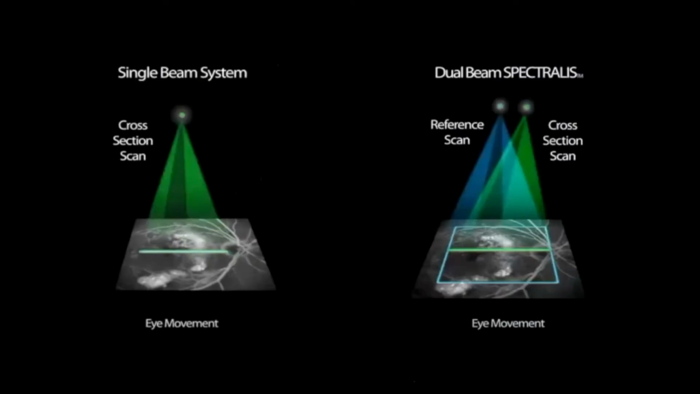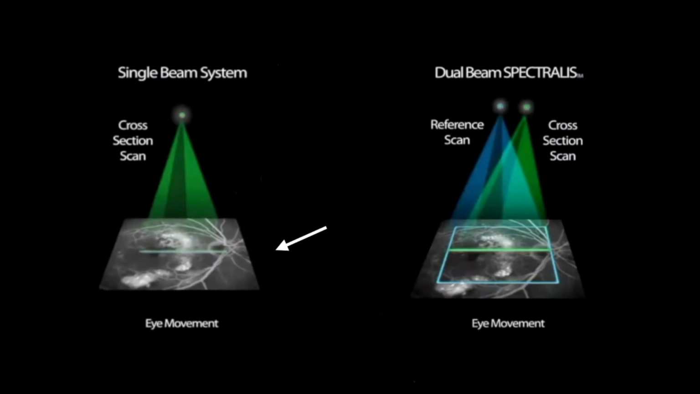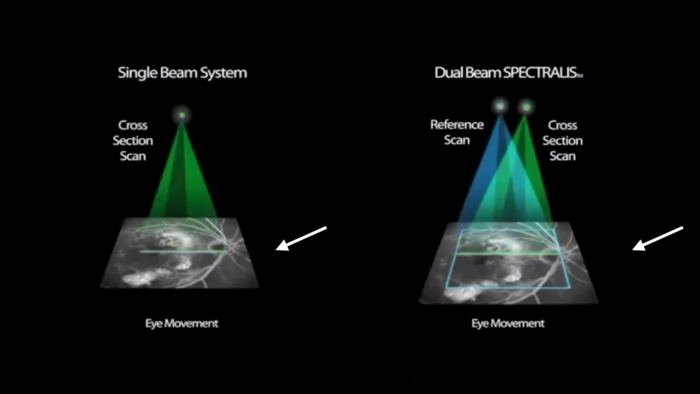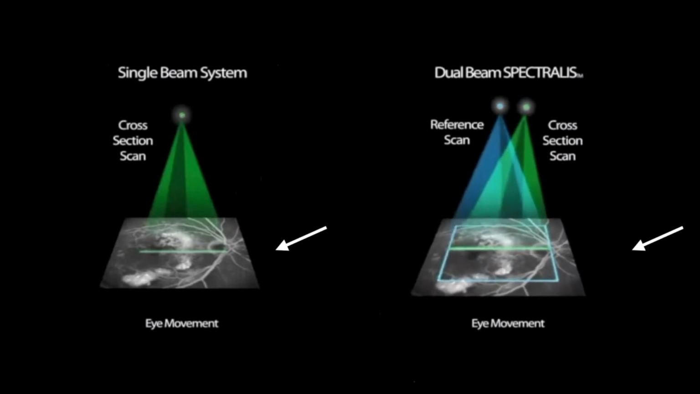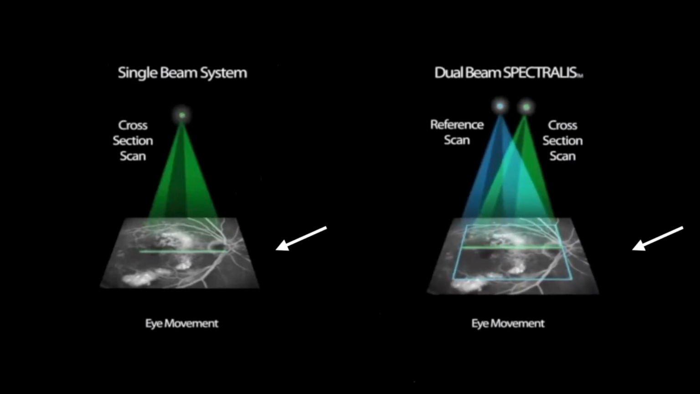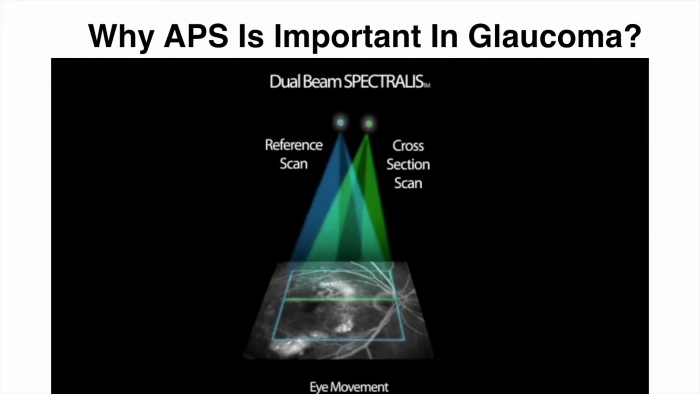This video shows the single beam system on the left side. The scan done with a single beam does not compensate for eye movement, whereas on the right side video with the dual beam Spectralis, the eye movements are compensated for with the help of a reference scan. Thus, with Spectralis dual beam live tracking, the same piece of tissue is examined during glaucoma follow-up.